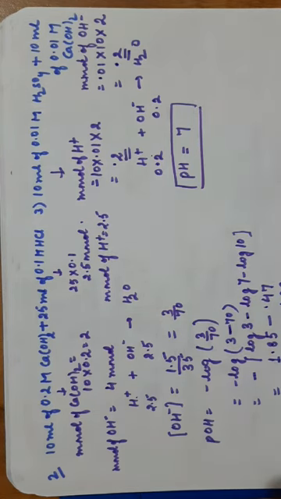So I have explained all the 3 types of examples here. One case when acid was in excess, second case when base was in excess, and third when both were equal, then the pH will be equal to 7. So I hope you have understood this question.